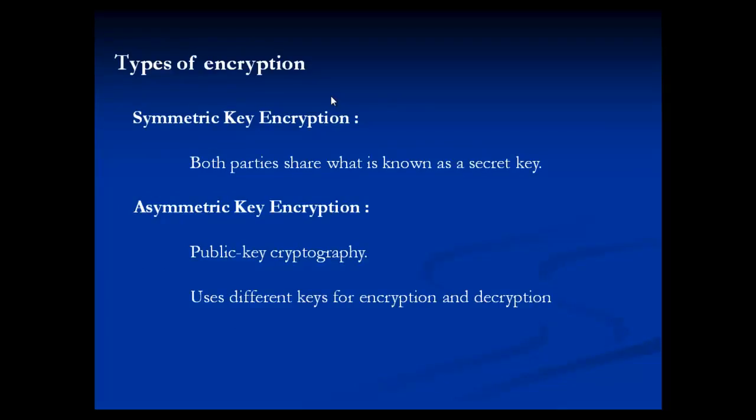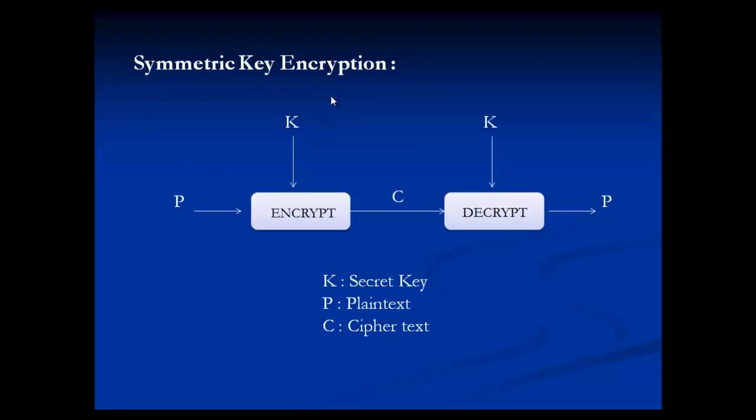These are the types of encryption we have. One is symmetric key encryption. In symmetric key encryption, both parties share what is known as a secret key. They use the same key for encryption and decryption. And asymmetric key encryption, which is also called public key cryptography, uses different keys for encryption and decryption. We call it symmetric since both parties use the same key.